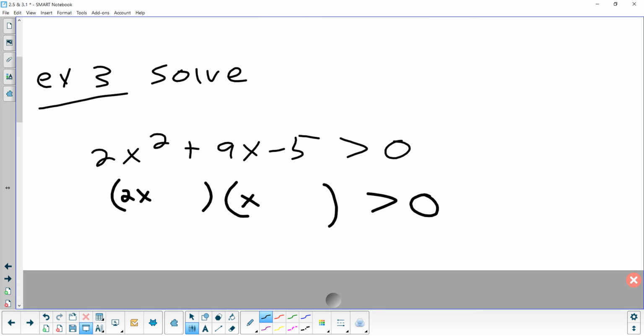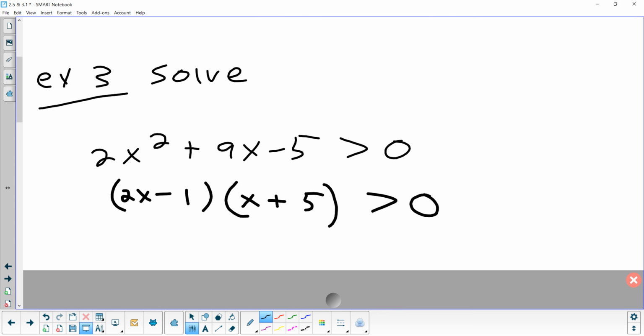2x and x. How about my signs? What do my signs have to be in parentheses? Tyler? Positive and a negative. Yep, positive and a negative. I would do it this way because that's the answer. So we'll do it that way. And now I need two numbers that multiply to give me 5. How about Ethan? Can you give me two numbers? Yeah. 5 and 1. I'll do 5 and 1.